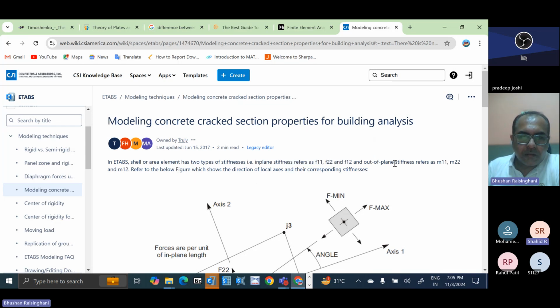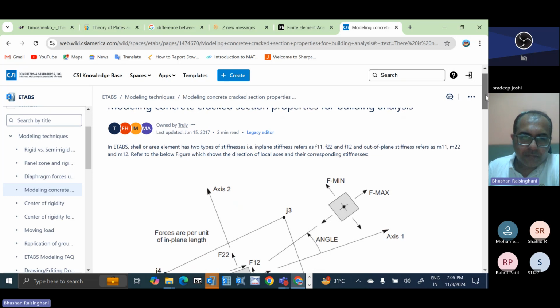Sir, F12 is the shear force. Yes, I will come to its particular notations. The only thing is membrane versus shell. I just want to give the bifurcation to you. We'll go into the full forms of F11, F12 later.